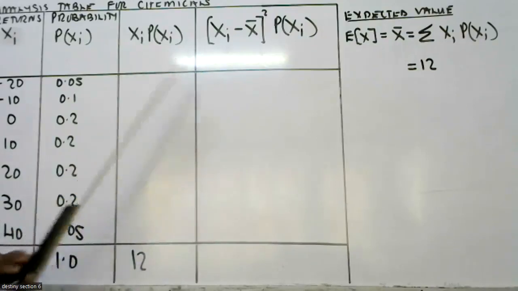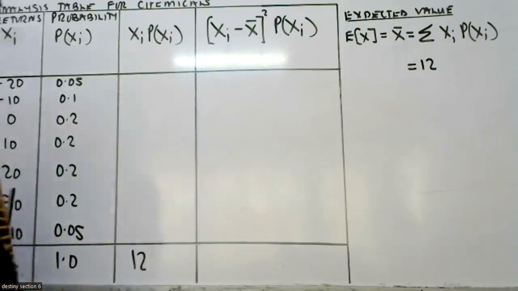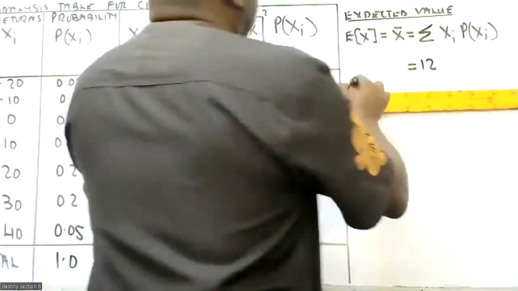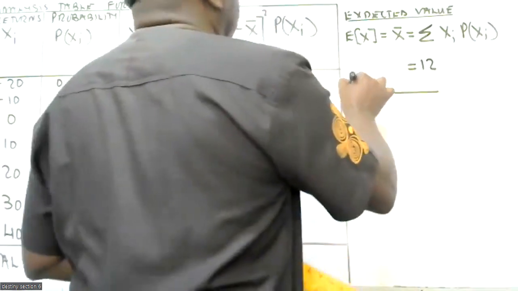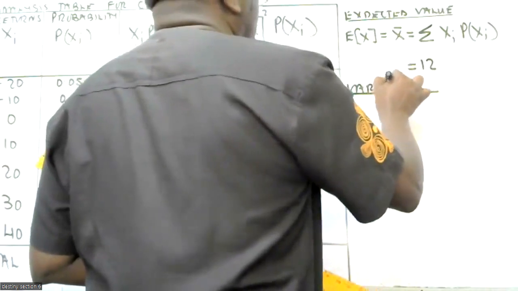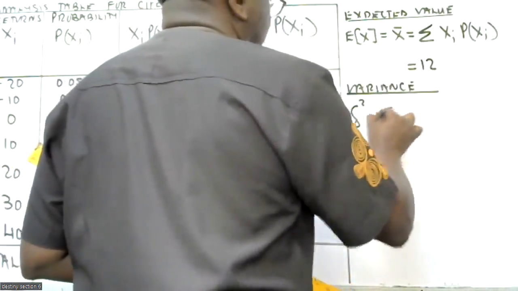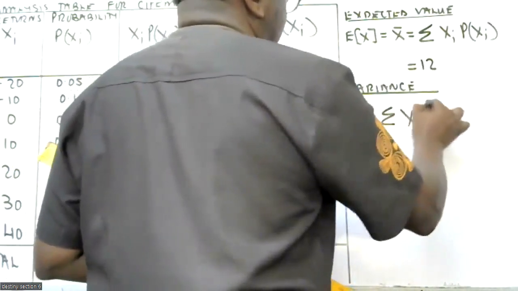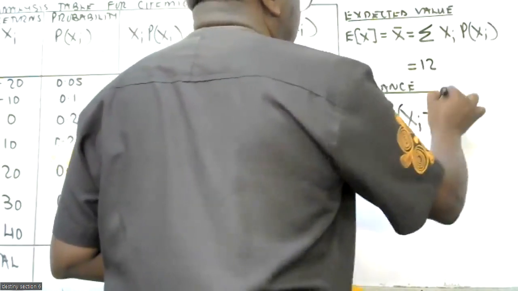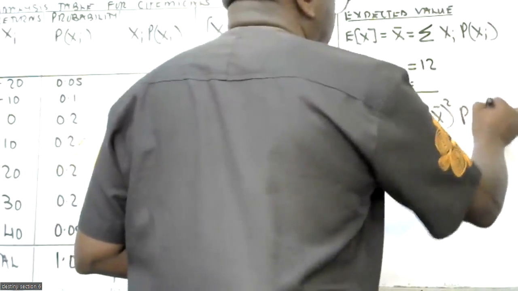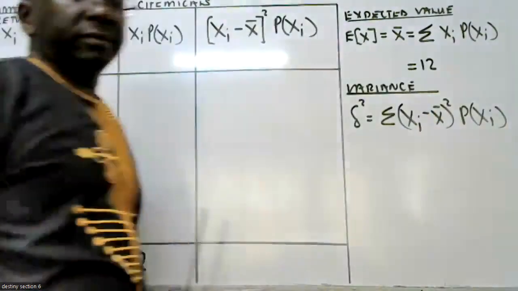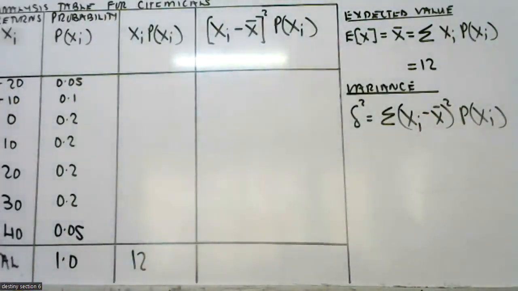So when you come here now to get the variance, pick up the variance. Now variance, delta square, is given as the sum of Xi minus X bar squared multiplied by probability of Xi. Xi minus X bar, you square, you multiply by probability of Xi.